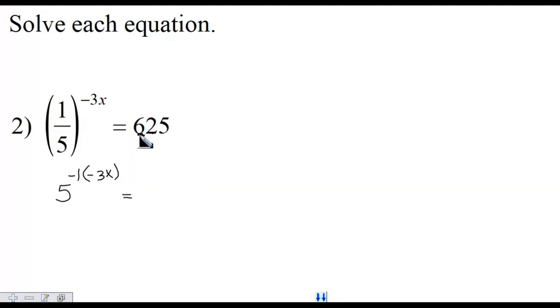Can I rewrite 625 as 5 to a power? Yes, 5 to the 4th. Now that you have the same base, you no longer need this base. You can set the exponents equal to each other. Negative 1 times negative 3x is 3x, and we'll set that equal to 4. To solve, we'll divide both sides by 3. So x is equal to 4/3.